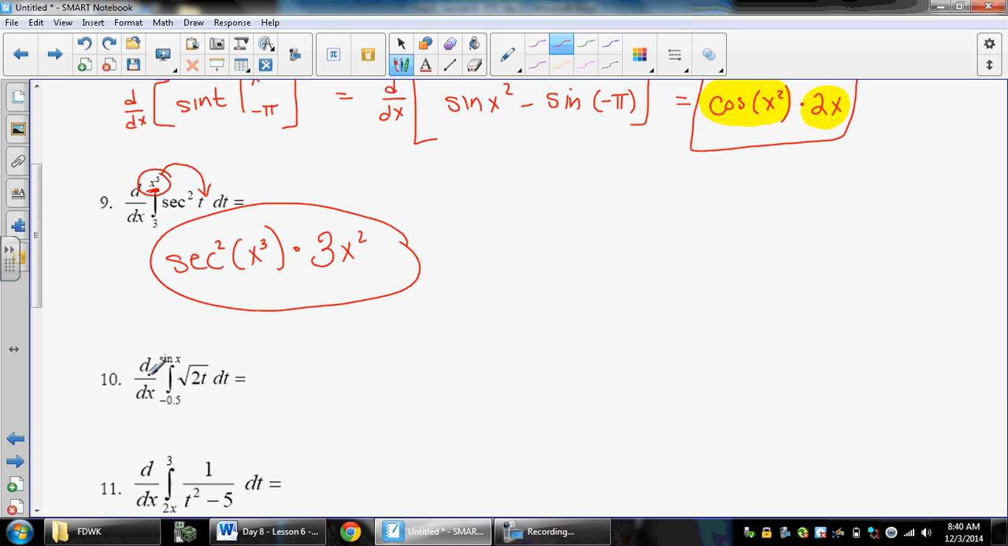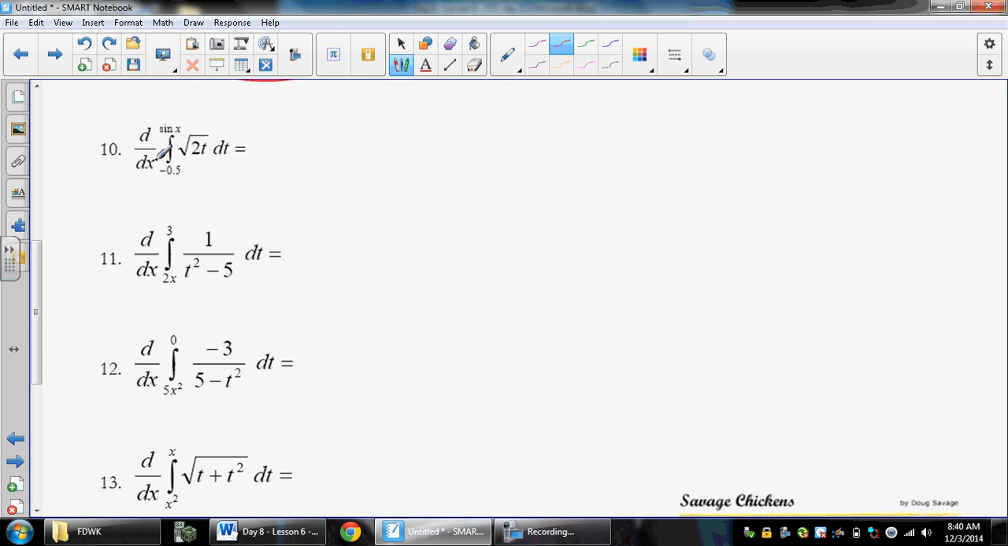Derivative of an integral. Okay, so as long as I have the derivative of an integral with an x on top, the derivative and the integral basically cancel out. I replace the variable with the bound. So t gets replaced with sine x, and then I multiply by the derivative of sine x.